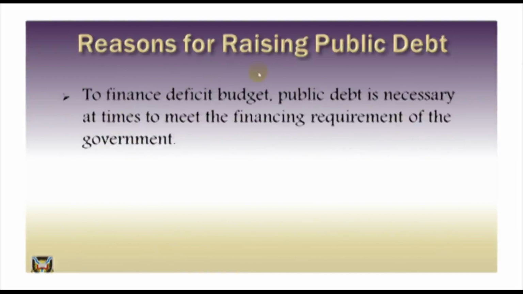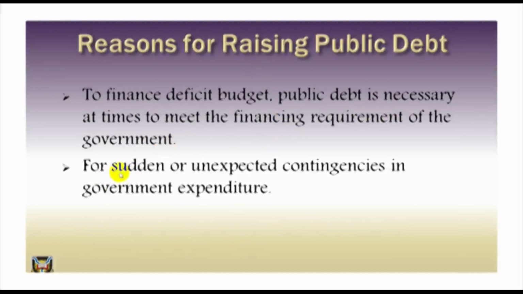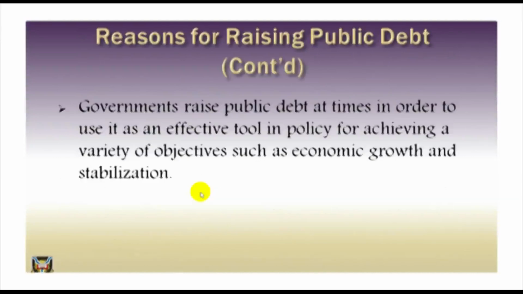Reasons for raising public debt. 1. To finance deficit budget. Public debt is necessary at times to meet the financial requirements of the government. When government runs a deficit budget, the best alternative is to seek other sources, that is, to borrow in order to eliminate the deficit. 2. For sudden or unexpected contingencies in government expenditure. Government may be forced to incur a debt when there are wars or natural calamities in the country.